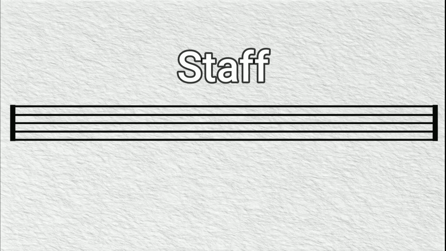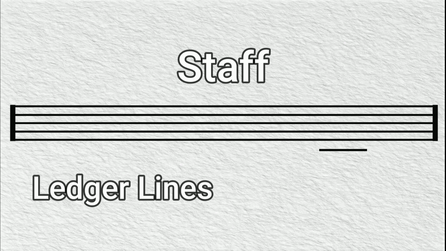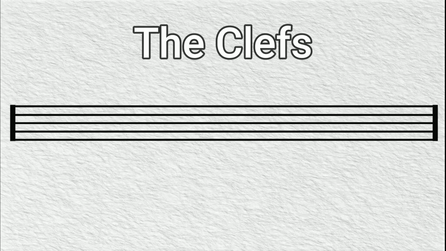You can also add extra lines if you need to go higher or lower than what the 5-line staff offers. They're called ledger lines, but if you draw too many lines, it would be uncomfortable for the musician to read. And that's where the clefs come into play. A clef is usually placed at the beginning of the staff. It shows the reader which pitch will be assigned to each staff line.